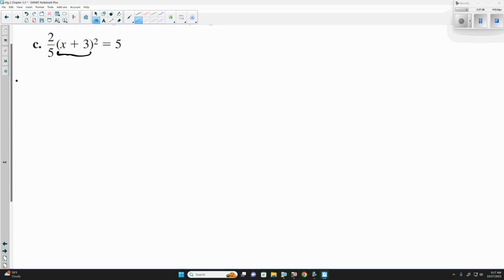And our first step is to get the term being squared, which in our case is the term x plus 3, by itself. What's the only thing with our x plus 3 squared? Well, the only thing with it is what? The 2 fifths, yes? So how can I remove the 2 fifths? Not quite, because these two are being multiplied, yes? So to undo multiplication, we would divide.